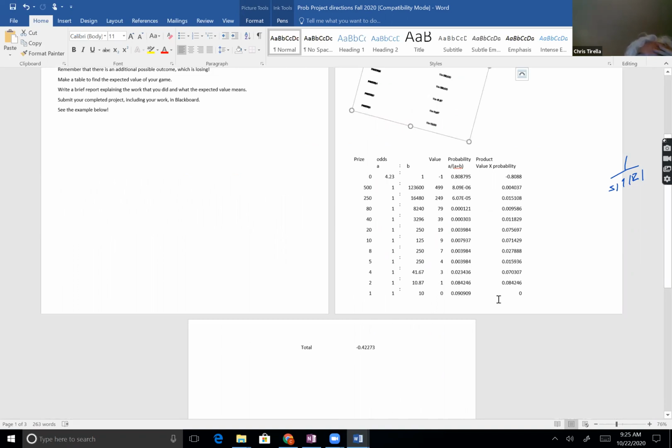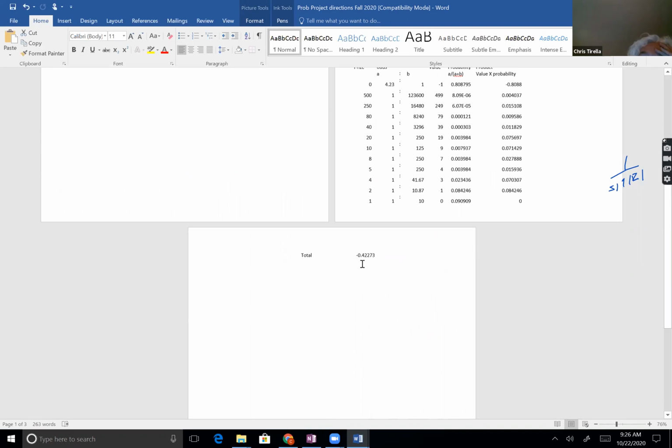And then after you do that, you're going to total it up. The expected value over here is negative 0.42273. Because this is money, I'd say the expected value is negative 42 cents. You expect to lose money. Heads up, all of the answers are relatively close, so you should expect to be losing something pretty close to 40 cents.